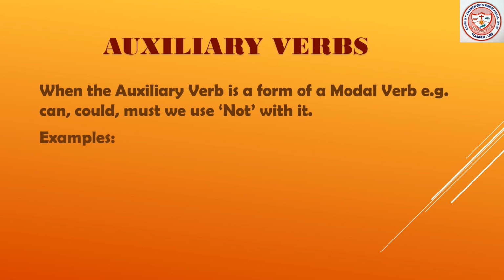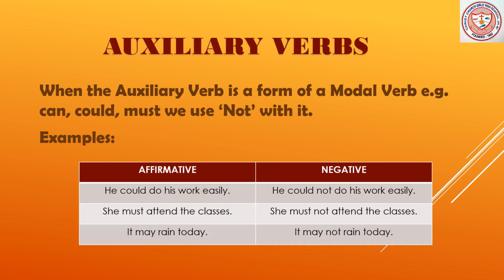He could do his work. That means here we can see that this sentence is coming under affirmative sentence. So, what will be the negative one? He could not do his work easily. Here we have used not after the auxiliary verb could. So it will be an example of negative sentence.